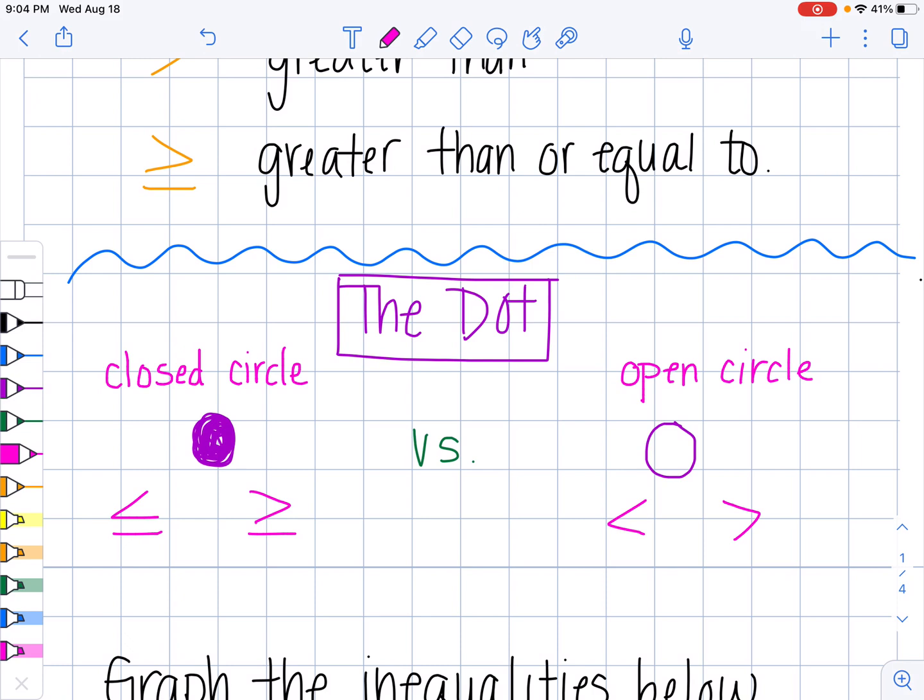So what does it mean, included versus not included? If I had something like x is greater than or equal to 4, that means it could be 4 or it could be bigger. But if I had x is greater than 4, it can't equal 4, but it can be anything bigger than 4. Even 4.00001 is bigger than 4, but 4 itself is not allowed. It's not included in my answer. So when we're looking at a graph, an open circle tells us that it's not included, and a closed circle tells us that it is.